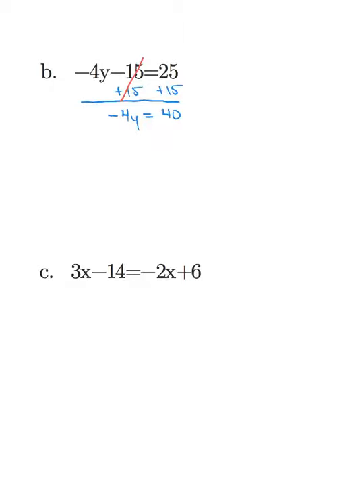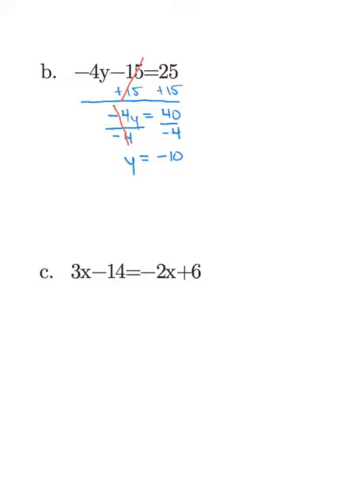My final step in order to solve this is to divide by the coefficient. Remember that when we divide, we don't change the sign. I want to divide by whatever the number is. So I'm going to divide both sides by negative 4. On the left side, my negative 4's cancel, leaving me with just y. And on the right side, we get 40 divided by negative 4 is negative 10.